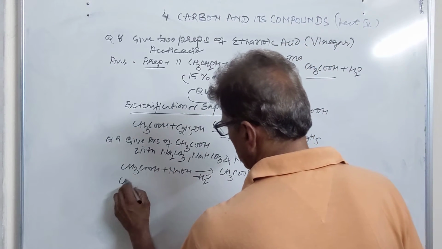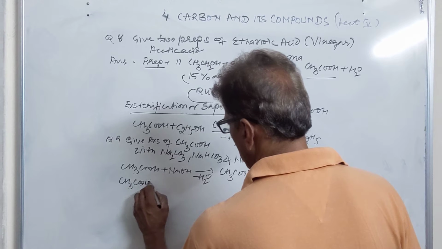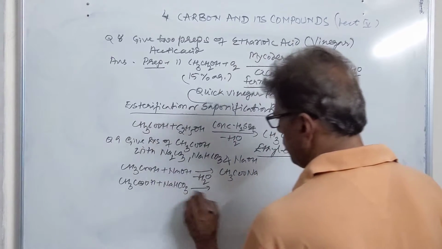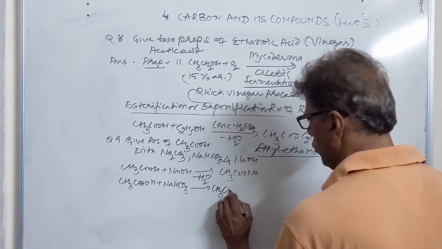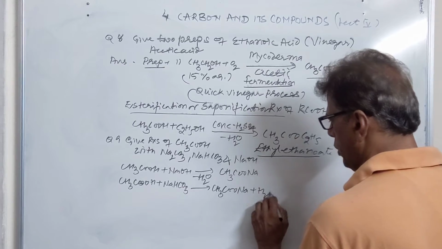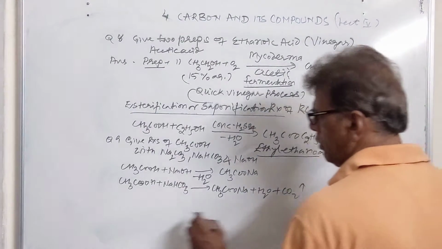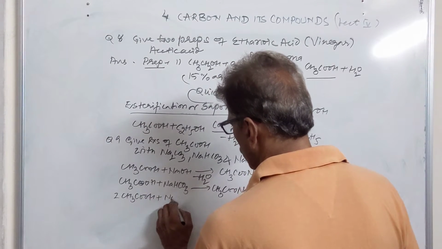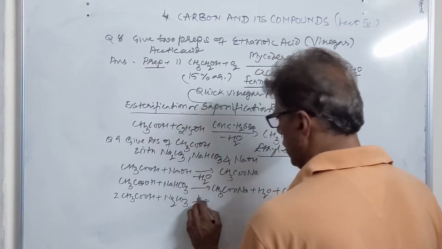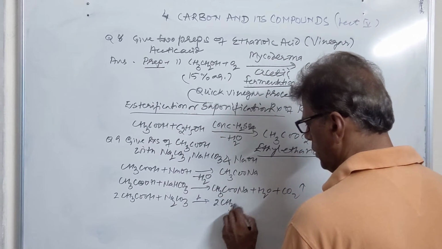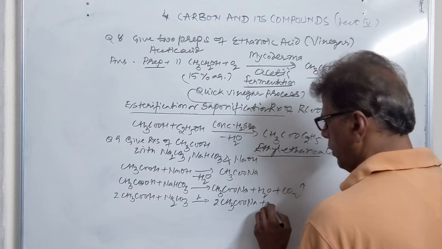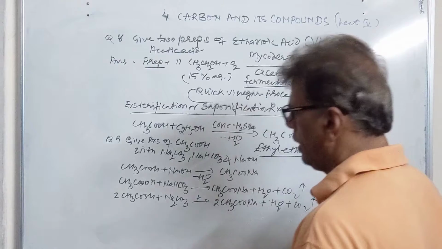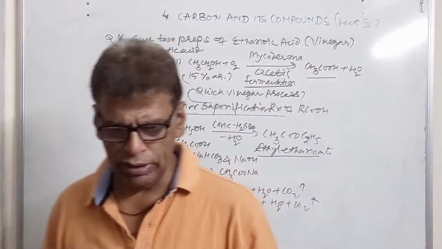Similarly, we have combination with sodium bicarbonate. Again one molecule of acetic acid will combine with it, and it will give you sodium acetate along with water and carbon dioxide. Then we have sodium carbonate combining with acetic acid: two molecules of acetic acid will combine with that, you will get sodium acetate plus H2O, and carbon dioxide is obtained here. So these are the reactions of ethanoic acid with bases.